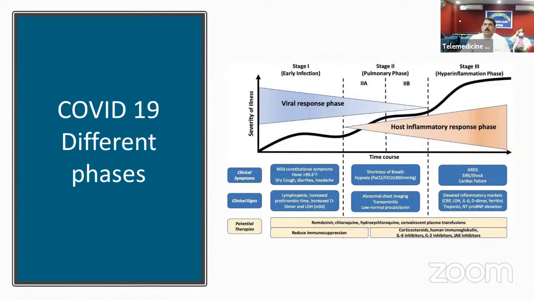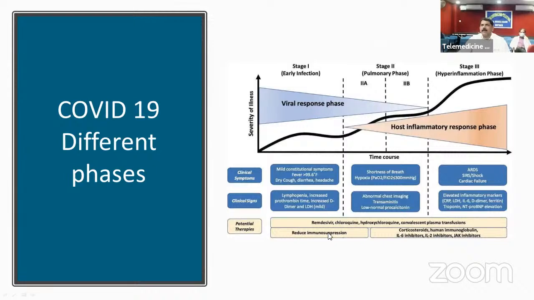Okay. I'll show you a very important diagram of different phases. In the severely ill patient, the viral response gradually comes down and the host inflammatory response takes up. So you can divide it into 3 stages: stage 1, stage 2, and stage 3. In stage 1 it's early infection, where you get mild constitutional symptoms of fever more than 99.6 degrees Fahrenheit, dry cough, diarrhea, headache, and in clinical signs we get lymphopenia, increased prothrombin time, increased D-dimer, and LDH.